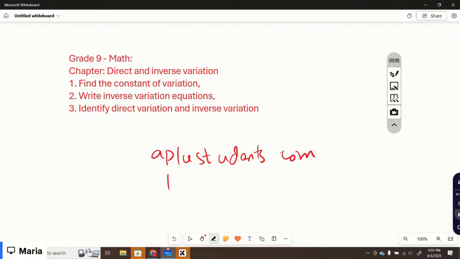Then you have math from the subject tab. Scroll down to grade 9 math and then click on view all lessons. There you can find a list of the chapters. We're going to start with the chapter direct and indirect variation.